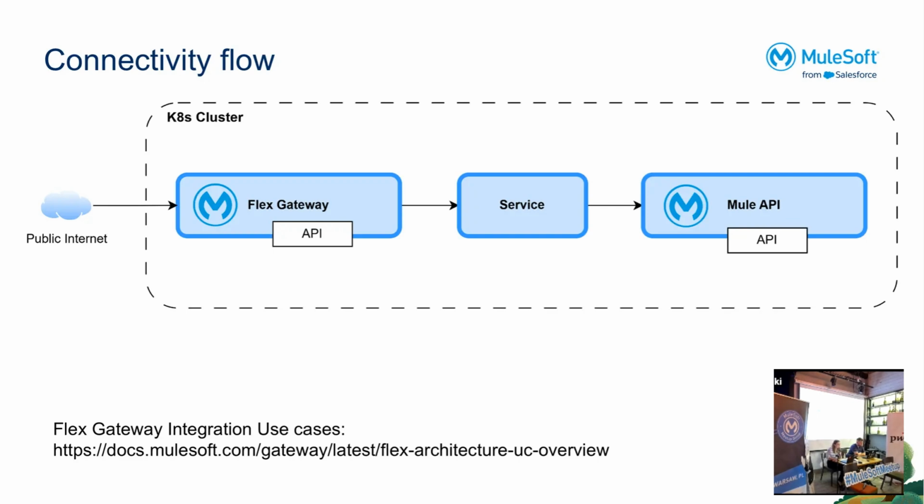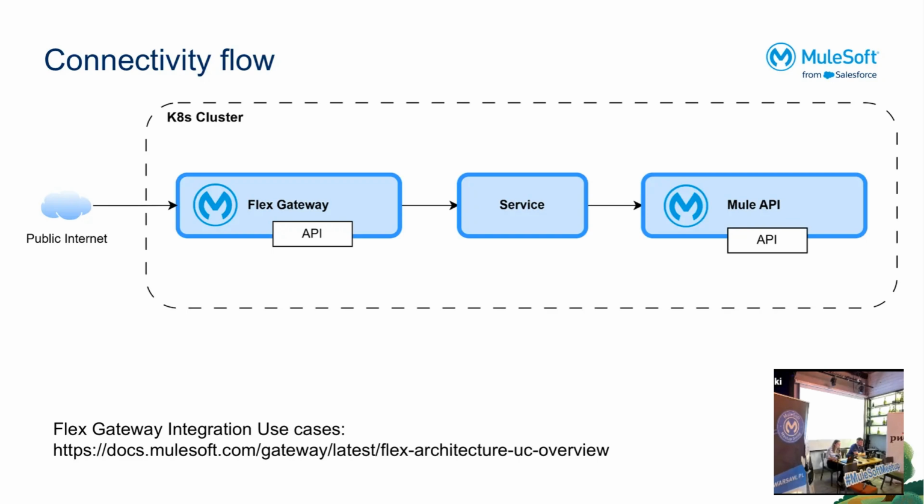What we have here is the Flex Gateway as an ingress or as a gateway. It has one API created on it to enable traffic to the internal services. Then we have a service exposed by a Mule application, and we have the Mule application deployed on the cluster as well, with some API created as a base endpoint. And I will be reaching that infrastructure from the public internet. So this is one approach to this architecture.